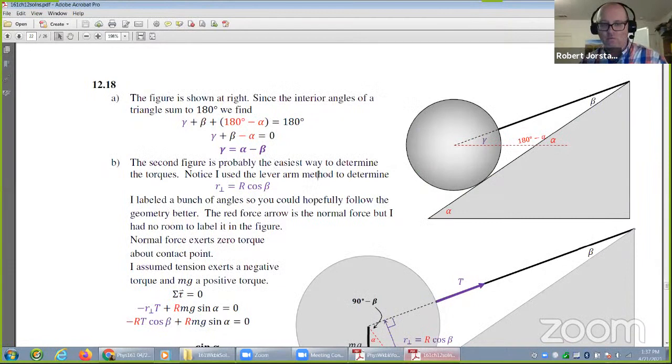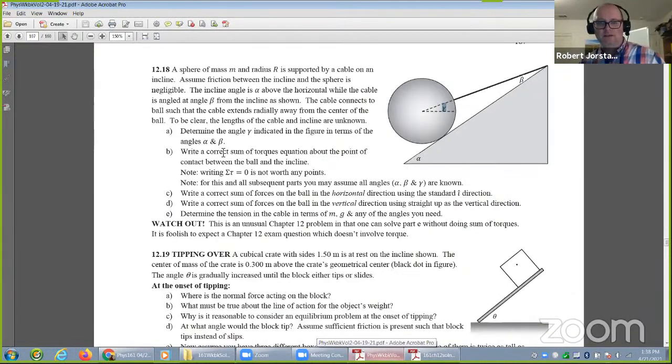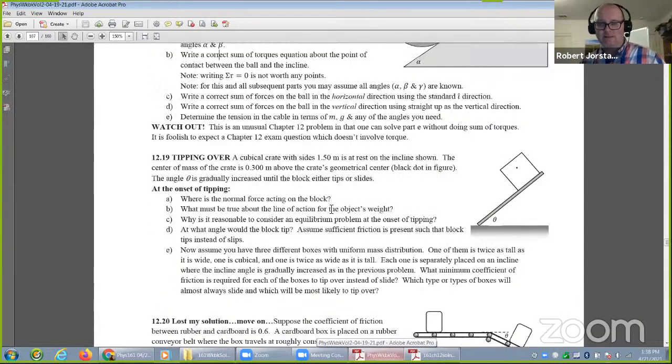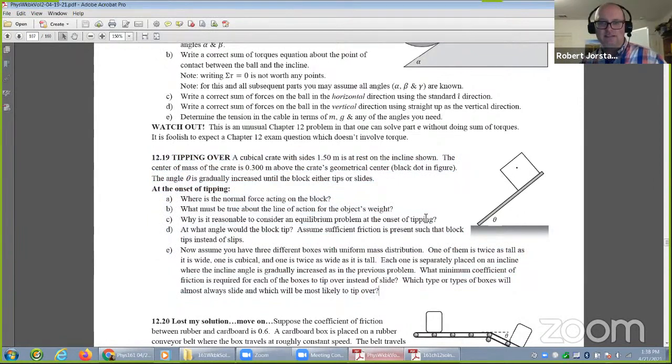All right. Now you're probably hankering for a break, but I want to do one more problem before we get to the break. And I don't want to explain why right now. If you're curious about tipping problems, here's a problem where we talk about tipping instead of slipping. If you're thinking about this, you could think about where does the normal force act on the block? If it's going to tip over, where's the pivot point?